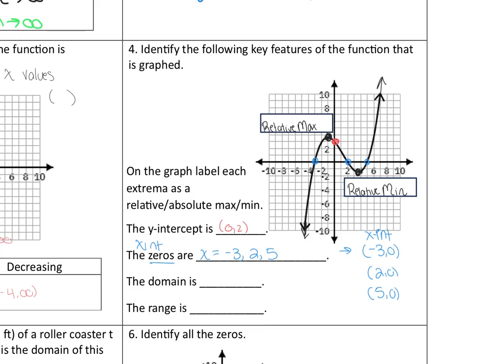The domain. Domain is left to right. So to the left, this graph is going towards negative infinity. It's not stopping. And to the right, it's also going towards infinity, never stopping. So negative infinity to positive infinity. Range is the down to up, the bottom to the top. So the bottom down here is going towards negative infinity, and then I move along my graph, and I go up towards infinity. So negative infinity to infinity.